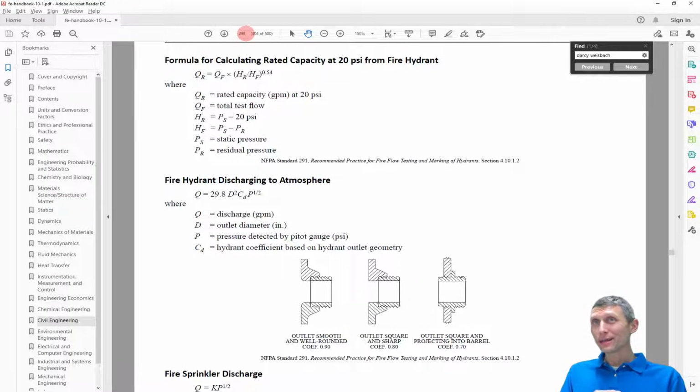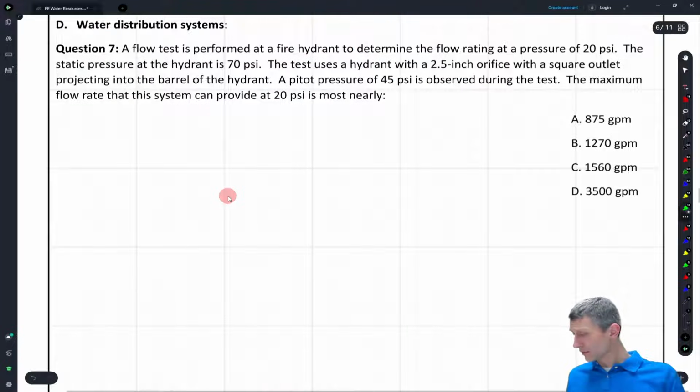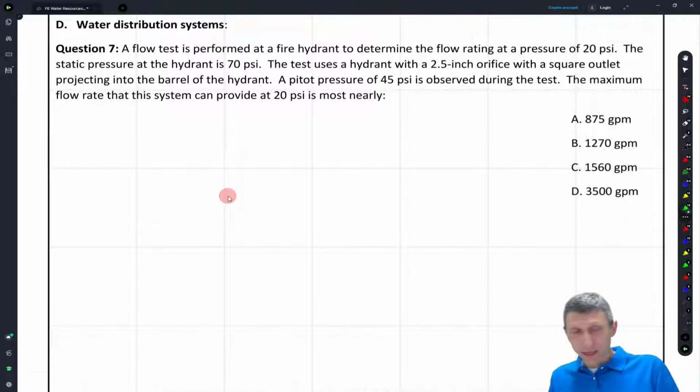So when I saw this, I was like, you know what, that's one of the things that we had to do in the real world. We had to go get fire flow tests at our project sites to make sure there'd be enough flow at the site. So we're going to use these two equations here to solve this question. Basically the flow test is what we need to do.